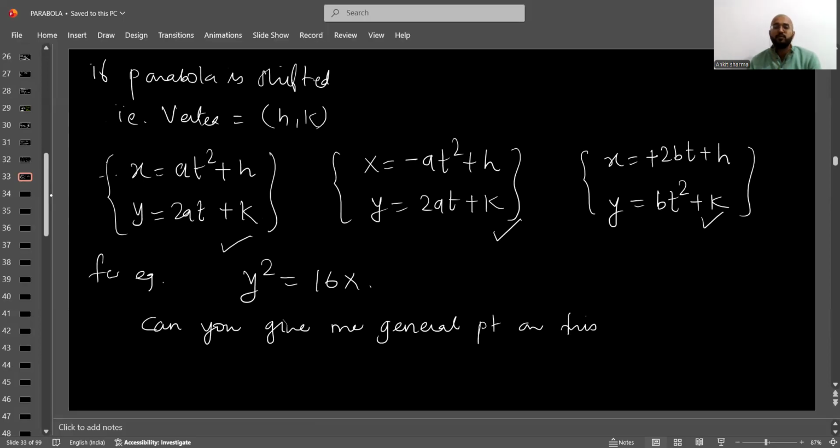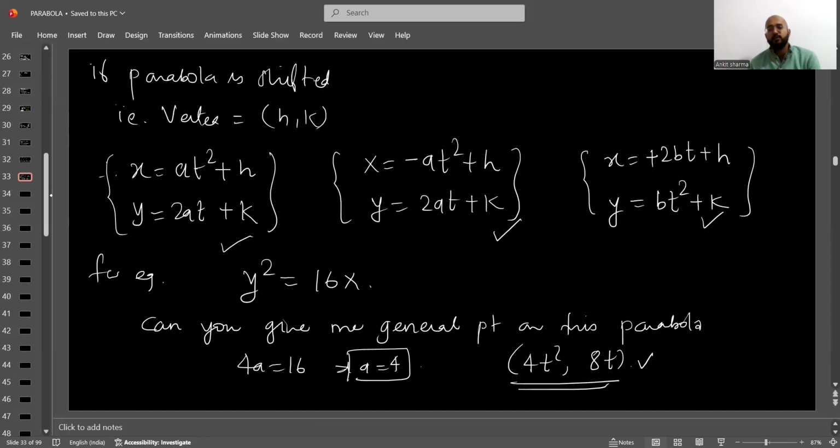That means that point should carry the entire parabola. So if someone would ask me this, then I will say this is 16x, so I can take x is equal to at square. So 4a turns out to be what? 16. That means a is equal to what? 4. Now here onwards I'll be starting. So if you take here 4, I'll be taking 4t square, comma, then this is 2a, so 8t. This is going to be any point of this parabola.